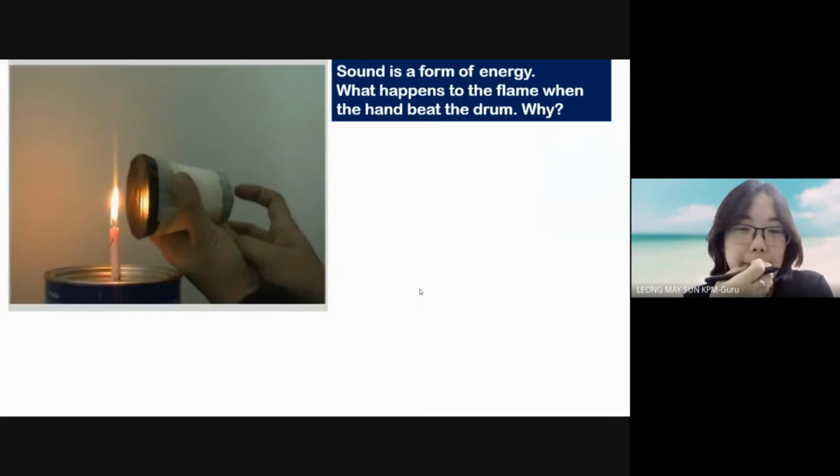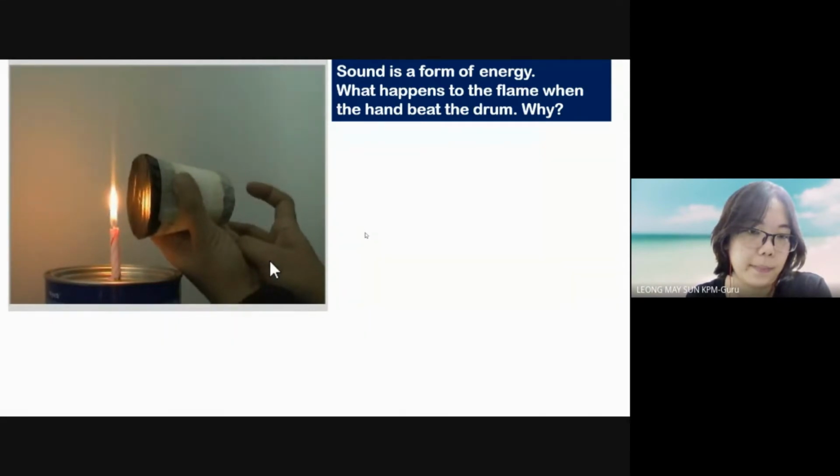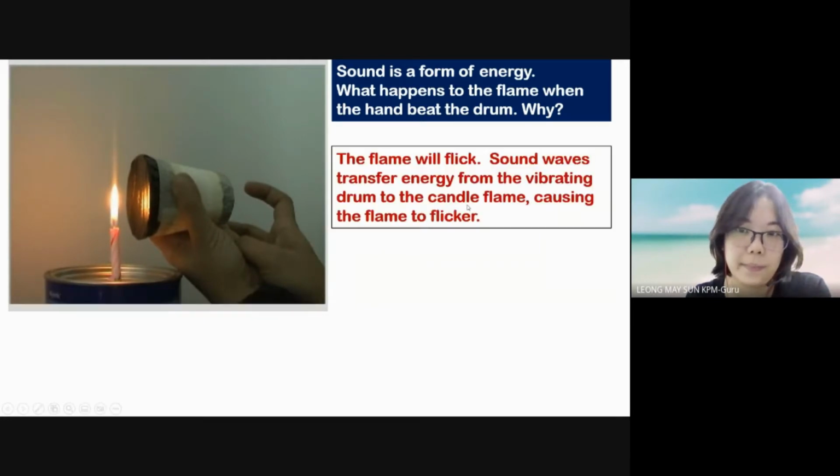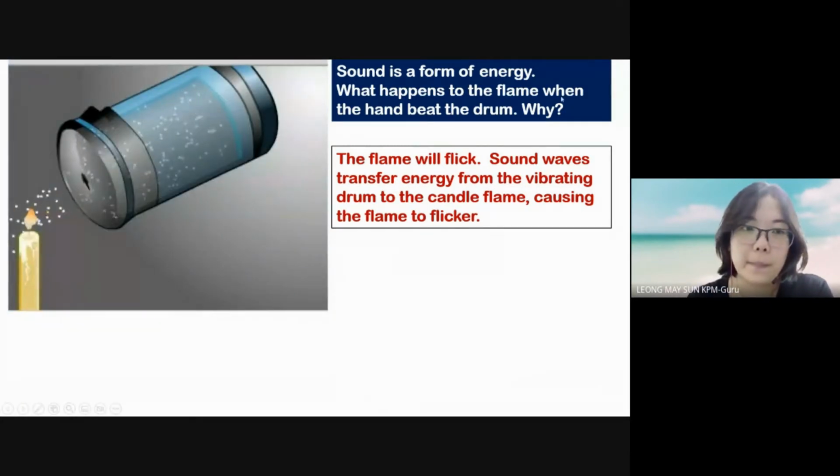Sound is a form of wave. Click the hand to beat the drum. What happens to the flame? Why? The flame will flicker. Sound waves transfer energy from the vibrating drum to the candle flame, causing the flame to flicker. Click on the start button. As the wave passes through the air, do the air particles move along with the wave?